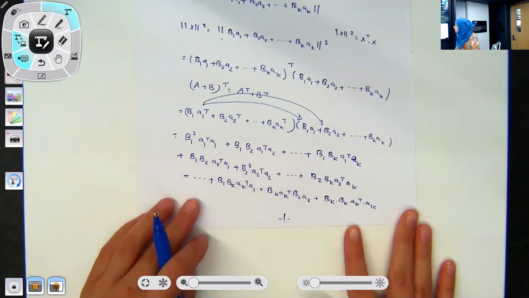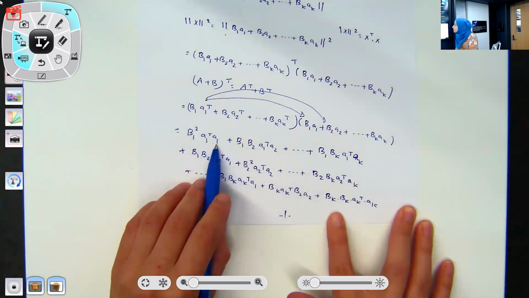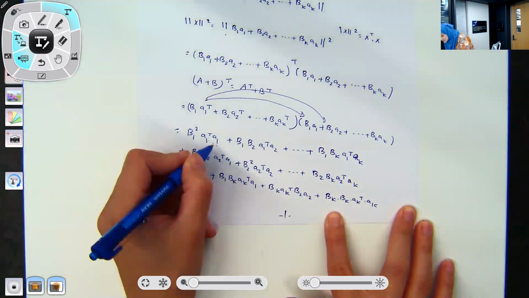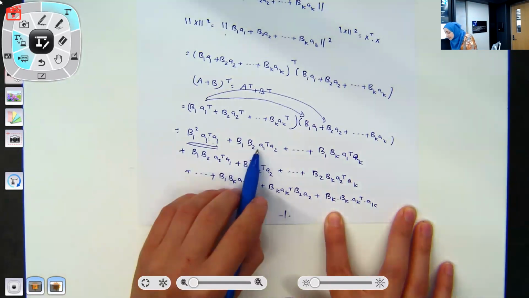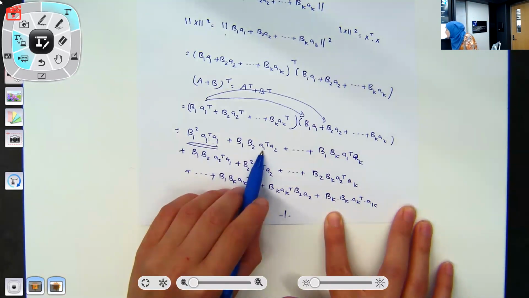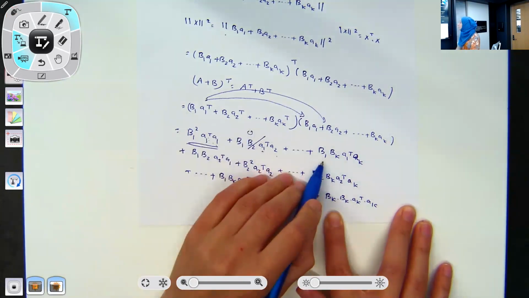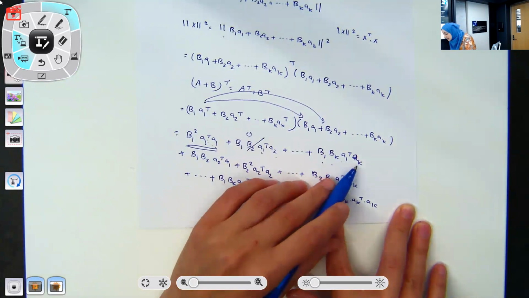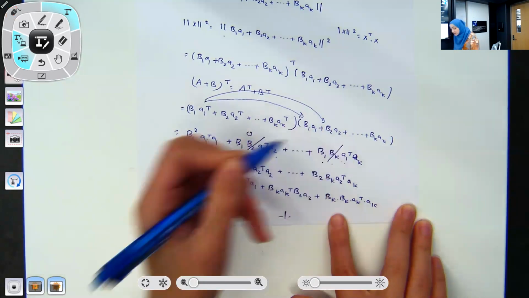Let's look back here. We have A1 transpose times A1. When we multiply A1 transpose times A1, this will give us 1, so this term will give you B1 to the power 2. Here we have A1 transpose times A2. I and J are not the same, so this element will be 0. Here we have B1 times BK multiplied with A1 transpose times AK. Because I and J are not the same, this will also be 0.